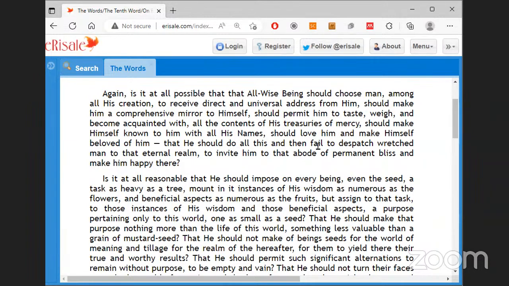So let me read a short paragraph in the text that we read. Again, is it at all possible that all wise beings should choose men among all his creation to receive direct and universal address from him? So he says the Creator chooses human among all his creation to receive direct and universal address from him, should make him a comprehensive mirror to himself, should permit him to taste, weigh, and become acquainted with all the contents of his treasuries of mercy, should make himself known to him with all his names, should love him, make himself beloved of him, that he should do all these and then fail to dispatch wretched men to that eternal realm, to invite him to that abode of permanent bliss and make him happy there.